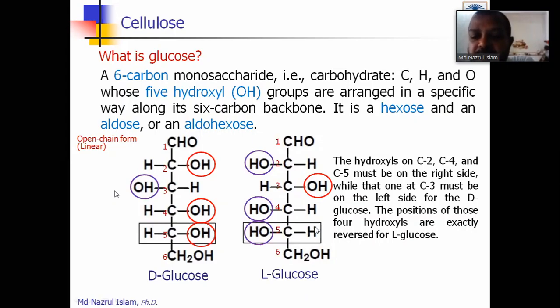In the opposite, in L-glucose, we talk only about the 2, 3, 4, and 5 carbon positions, and the OH functional group of 2, 4, and 5 is on the left hand side. In the case of the third carbon position, it is on the right hand side. So now the structure is clear to us. One is D-glucose, one is L-glucose. Now we'll go for the second one.